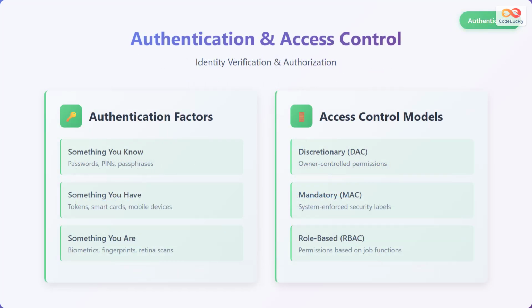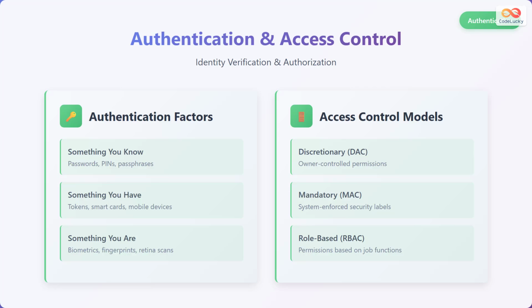Authentication and access control ensure that only authorized individuals can access organizational resources and that they receive appropriate levels of access. Authentication factors verify user identity through 3 main categories. Something you know includes passwords, PINs, and passphrases that rely on information the user memorizes. Something you have encompasses tokens, smart cards, and mobile devices that serve as physical proof of identity.